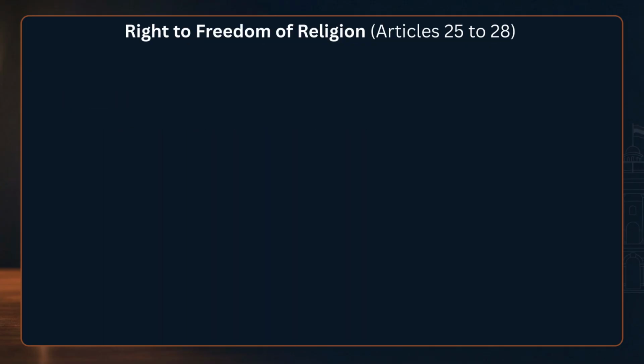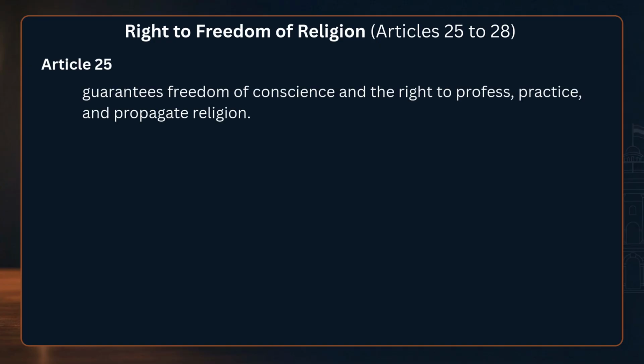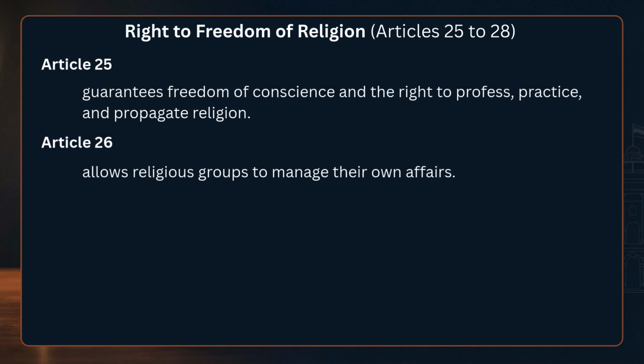The fourth category is the right to freedom of religion, covered under Articles 25 to 28. India is a secular nation. Article 25 guarantees freedom of conscience and the right to profess, practice, and propagate religion. Article 26 allows religious groups to manage their own affairs.